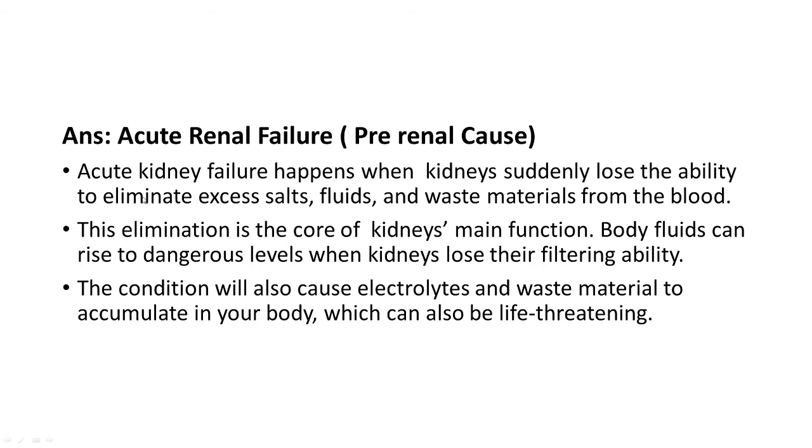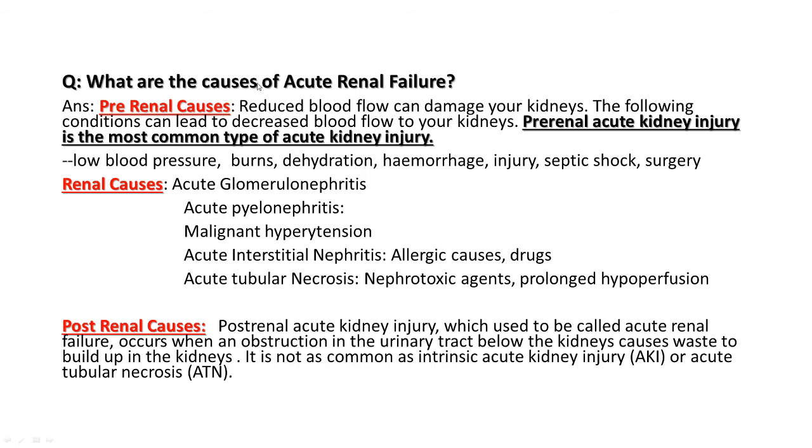So acute renal failure happens when the kidneys suddenly lose the ability to eliminate excess salt, fluids and waste materials from the blood. As you know, elimination is the core function of the kidney, and the body fluids can rise to dangerous levels when the kidneys lose their filtering capacity. So as we already know the causes of acute renal failure: pre-renal, renal and post-renal. Pre-renal acute injury is the most common type, and it is secondary to dehydration, hypovolemic states, hemorrhage, injury, septic shock and low blood pressure.